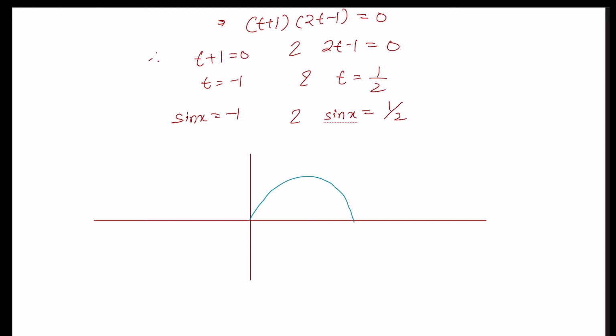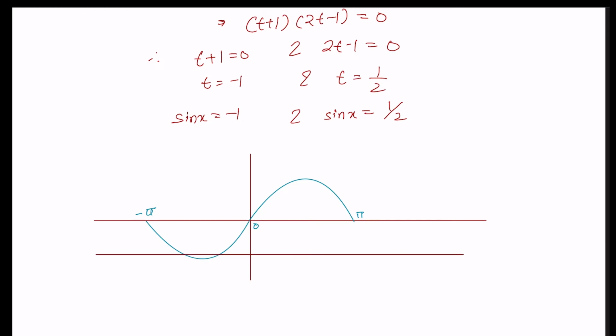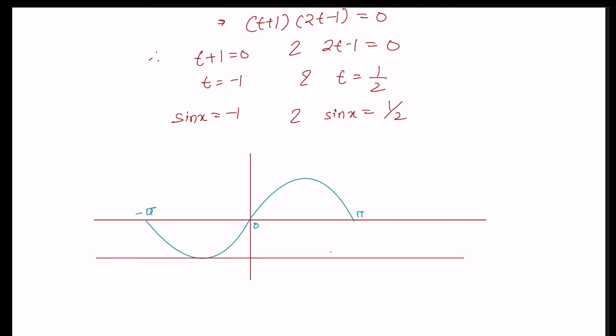So this is pi, 0 to pi. Yeah, this is minus pi, and this is 0. Okay, so sin x equals minus 1. So we'll draw the line y equals minus 1. So the y equals minus 1 line will probably be here. So yeah, this is the line y equals minus 1. So y equals minus 1 will only touch the curve at one point. The value for which y equals minus 1 is satisfied will be minus pi by 2. So sin x equals minus 1 will only be valid when x equals minus pi by 2.